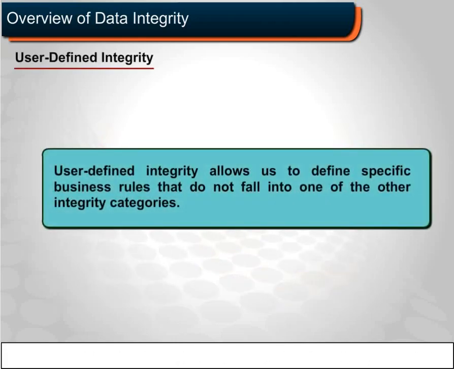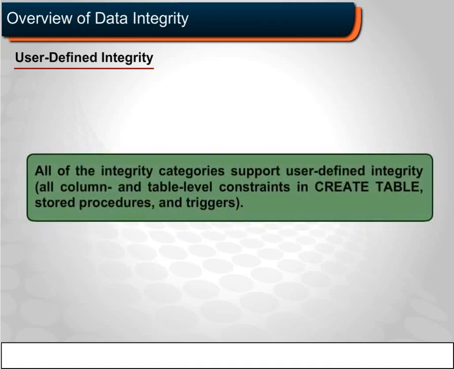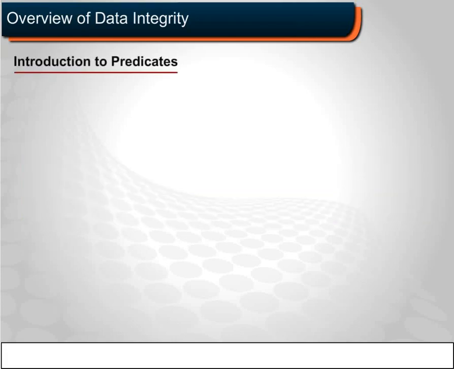User-defined integrity. User-defined integrity allows us to define specific business rules that do not fall into one of the other integrity categories. All of the integrity categories support user-defined integrity, that is, all column and table level constraints in create table, stored procedures, and triggers.